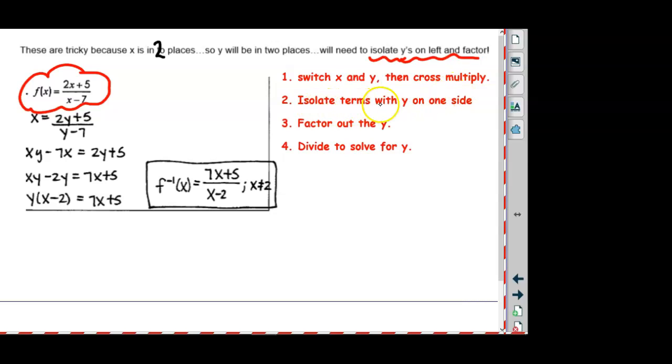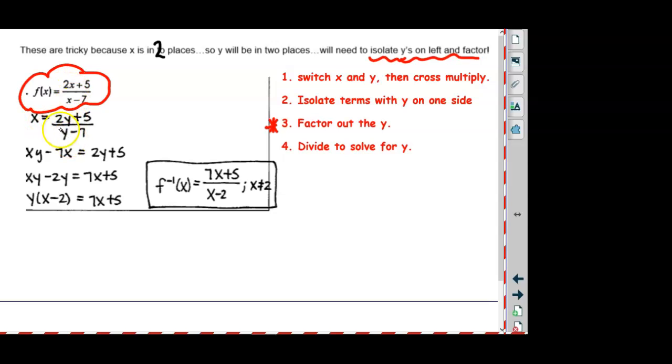Get all the things with a y on one side. And actually that means everything that didn't have a y, you move to the other side. Then you're going to have to factor, okay? There's no shortcut. It's not a hard factoring. You're just going to factor out the common y. And then you divide so that the y will be by itself. That'll make more sense when we do it. Let me talk through this example over here real quick.